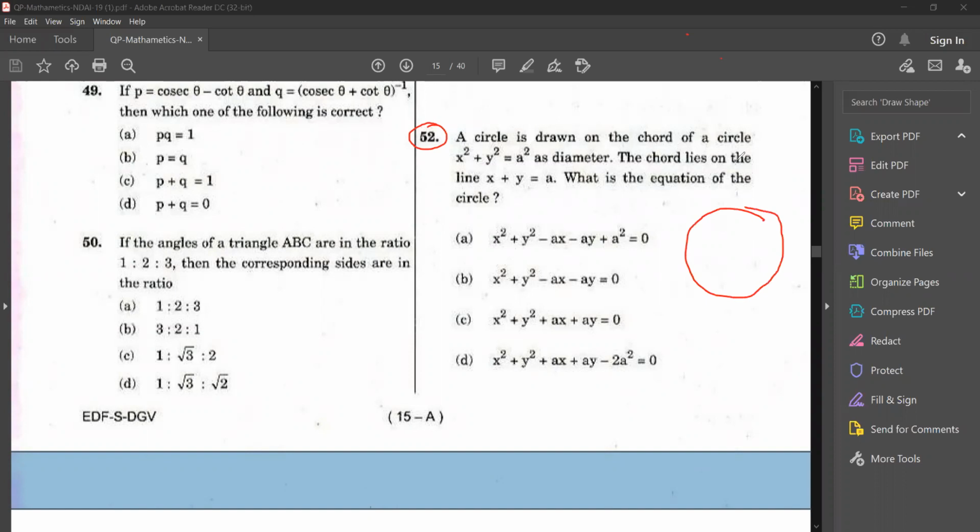Circle is drawn on the chord of a circle x square plus y square is equal to a square. So there is a circle whose radius is a, and the center is at origin. That's why x square plus y square. Now the chord lies on the line x plus y equal to a. There is a line and that line is the chord. So how would that line look like?